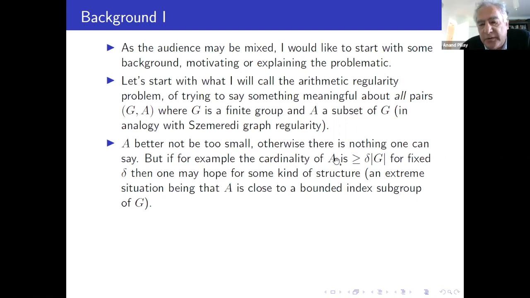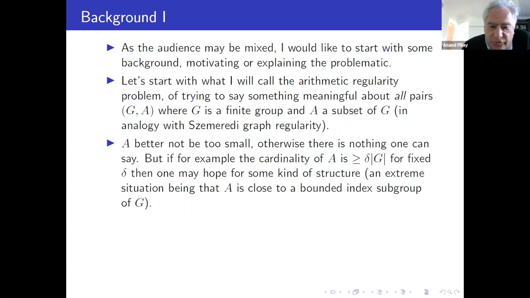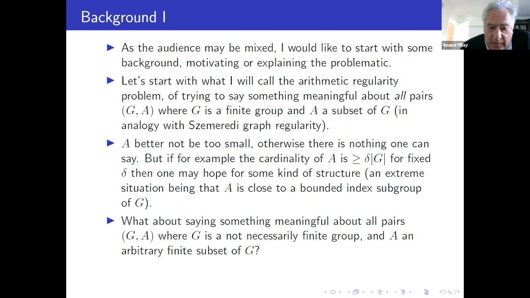So for example, you fix some delta between 0 and 1, and you want to say that the size of A is greater than or equal to delta times the size of G. Then you may hope for some kind of structure. An extreme situation is where A is close to being a bounded index subgroup, a subgroup with a bounded index, just depending on delta, for example. This would be a nice conclusion. It's not true, but it would be a nice conclusion. And in some situations, it's almost true. So this is the arithmetic regularity problem.